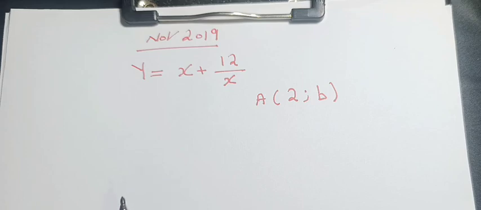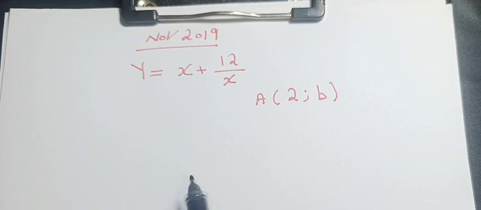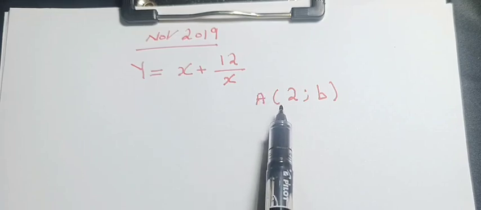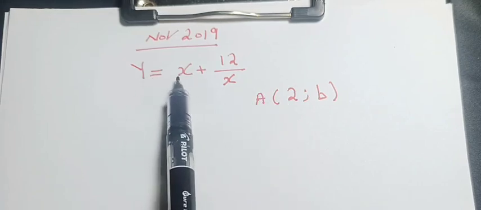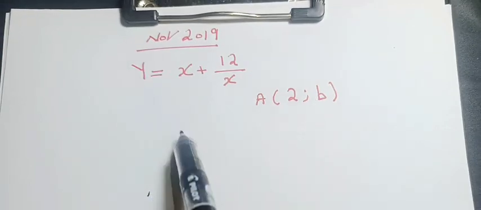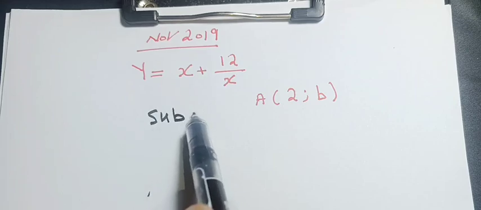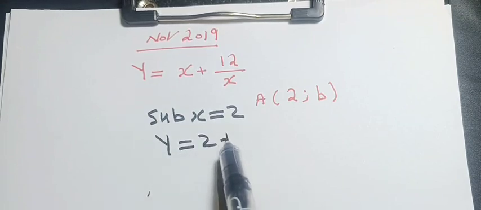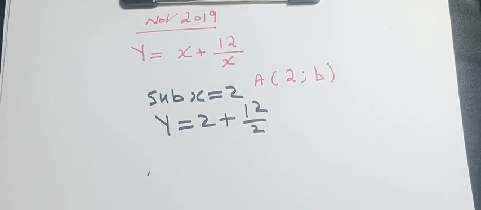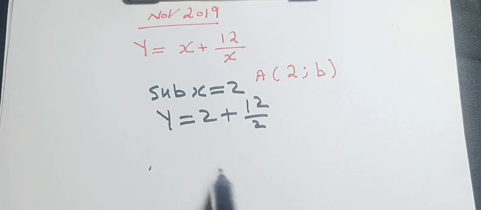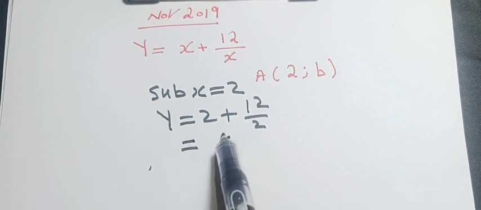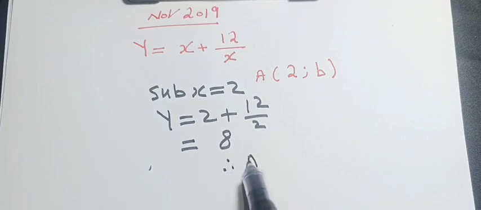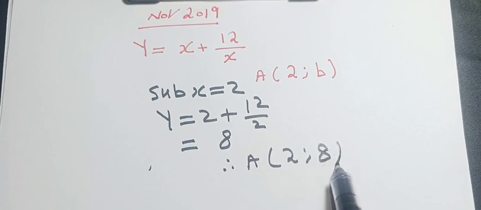First of all, I need to find the y coordinate of point A. So I'm going to substitute x equal to 2 into this equation to find the y value, which will be the b. So y is equal to 2 plus 12 over 2. In place of x I substitute 2. Now I'm going to use the calculator, and the answer is 8. So therefore A is 2 and 8. The b value we found already is 8.